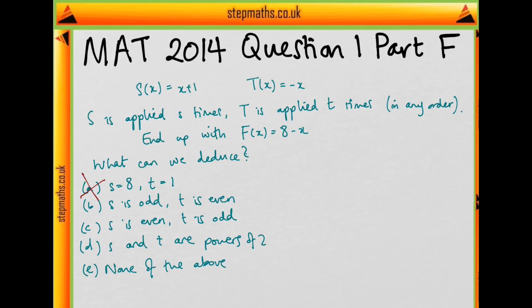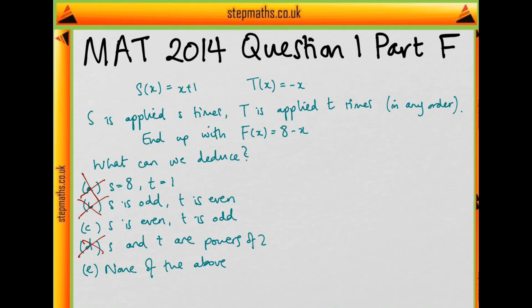Okay, so what about this next fact? Can t be even? Well, every time we apply t, we're going to change the sign of x. And we see that we've ended up with a negative x, and so we must have applied t an odd number of times for this to end up being a negative. So we know that we cannot have t being even, and well, also if t isn't even, it's not going to be a power of 2. So we're only left with c and d.